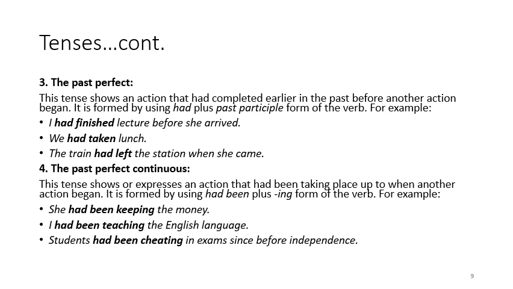The past perfect continuous tense. This is an action that was completed. It shows two actions. One had been taking place up to when another action began. She had been keeping the money. I had been teaching the English language. Student had been cheating in exams since before independence.